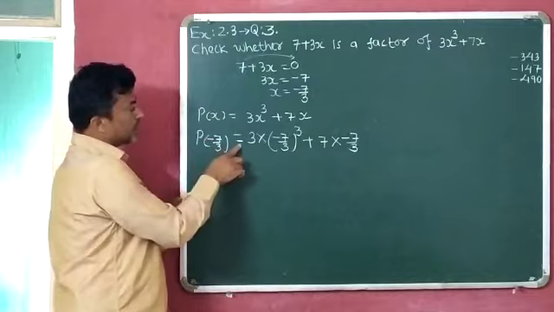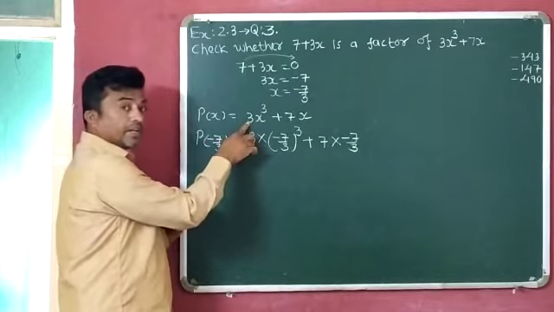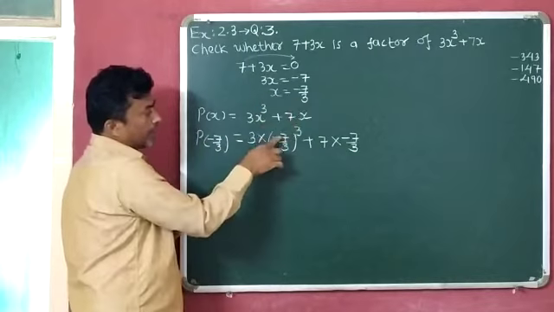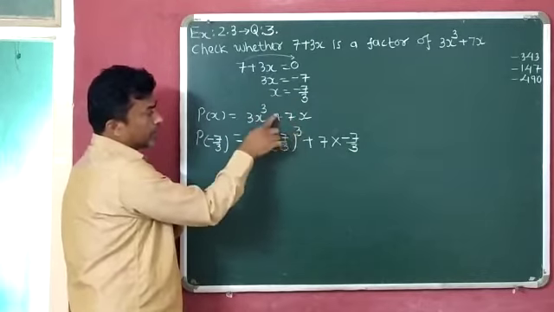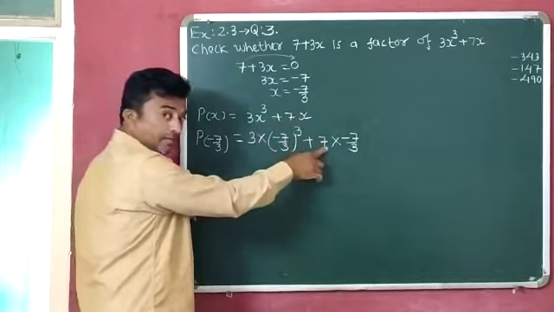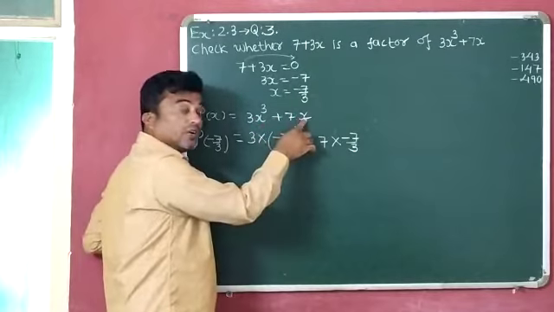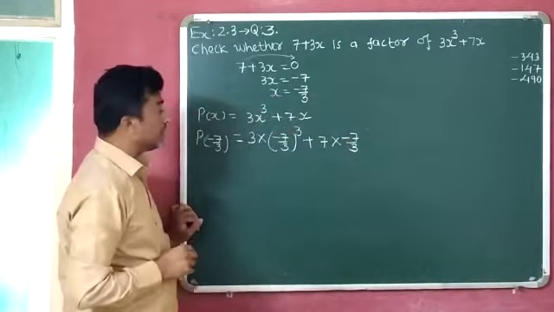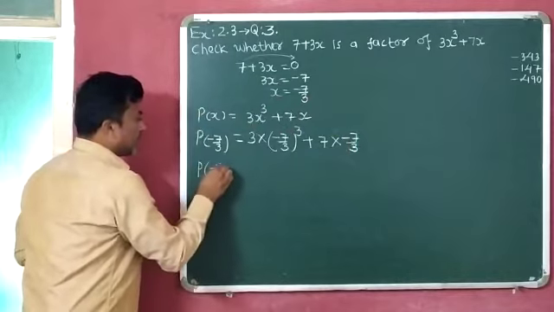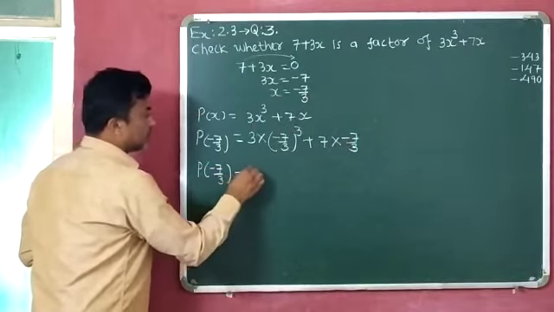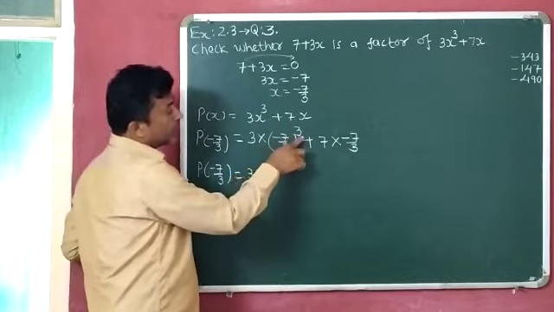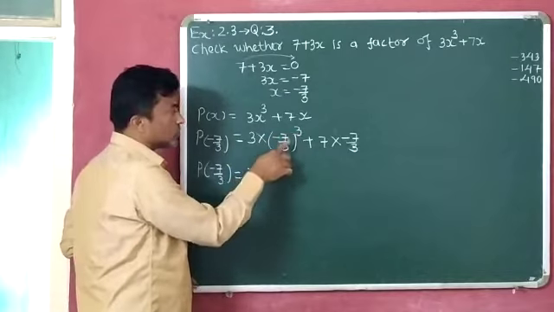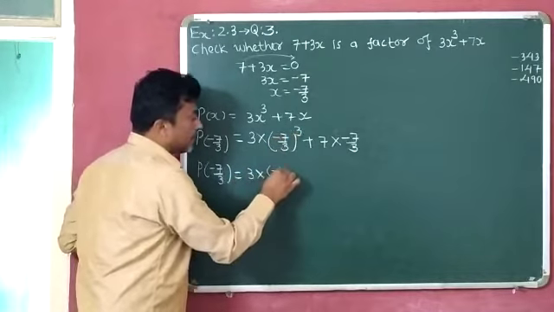So p(minus 7 by 3) is equal to 3 multiply x, x is equal to minus 7 by 3, and this power 3, plus 7 multiply x, x is equal to minus 7 by 3. Now see children, p(minus 7 by 3) is equal to 3 multiply. Now this power 3 is for minus 7 also and this power 3 is for 3 also. So this power 3 we can write with minus 7.